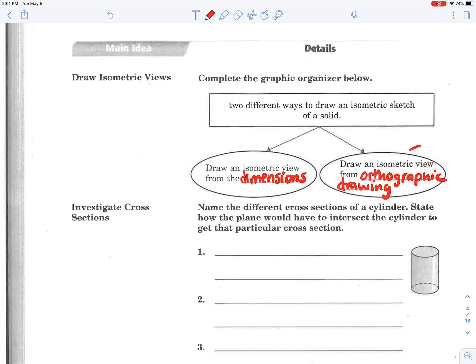With an orthographic drawing, if you see one of the sides is darkened, that's going to indicate there's some sort of dimension here. So if this one was darkened, it would tell me that that is going to stick out in some way, shape, or form.